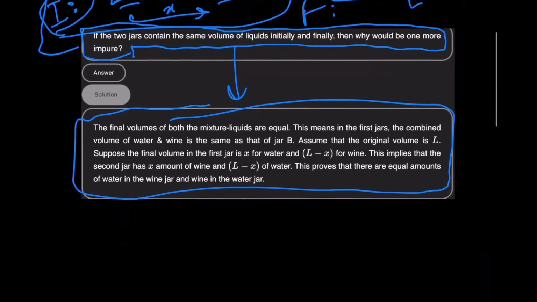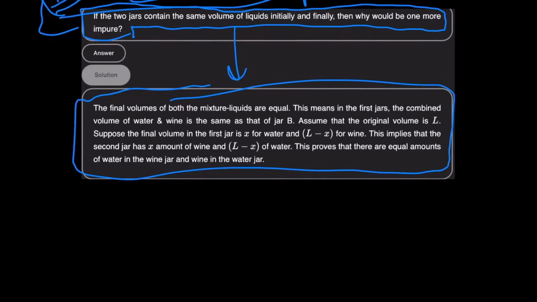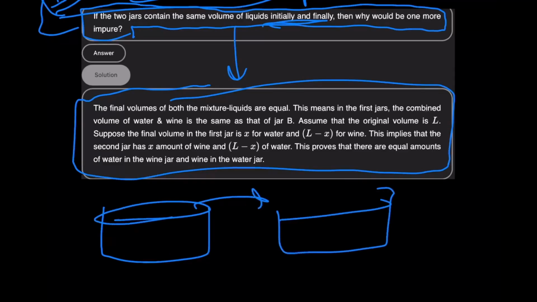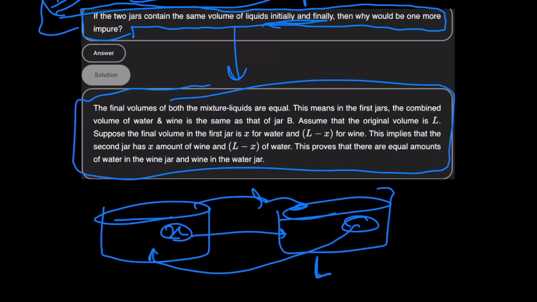The trick was that since both of them have the same volumes of liquid initially and finally, whatever impurity is in one of them would be the exact same amount as the impurity in the second one. Since if there's X amount of water that ends up over here, but this has a final volume of L, that means there had to be an X amount of wine that reached over here in order to make sure that both of them end up with L volumes.